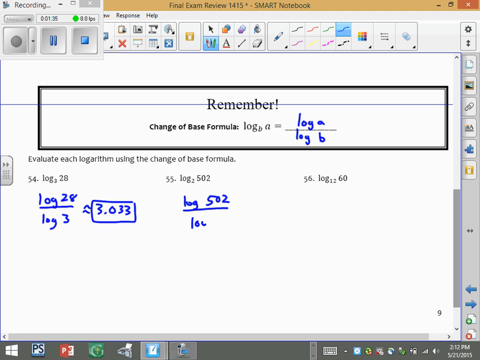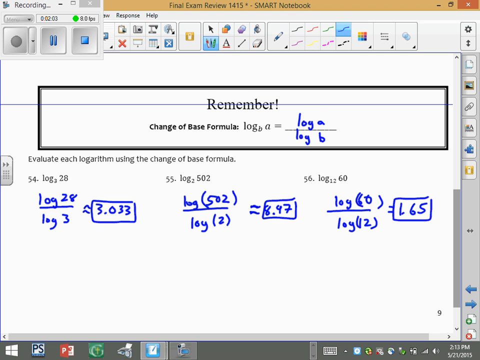So for 55, log of 502 over log of 2, and that's 8.97. We'll call it 8.97. And then here we do log of 60 divided by log of 12. I encourage you to make sure you put these things in parentheses. So it's 1.65 rounded to 2 decimal places.